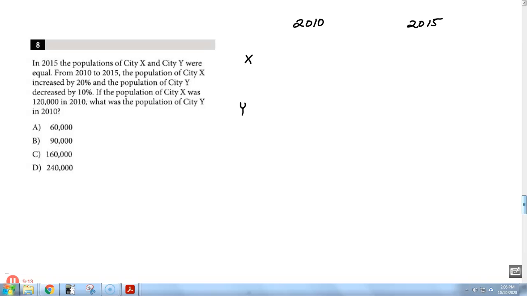And from 2010 to 2015, X is going to increase by 20%, and Y is going to decrease by 10%. And if the population of X was 120,000, so they finally give me a real number. So this was 120,000. What was the population of Y in 2010? So this is what we don't know. That's what we're trying to figure out. But the other clue was they were equal in 2015. So I need these two answers over here to be equal to each other.